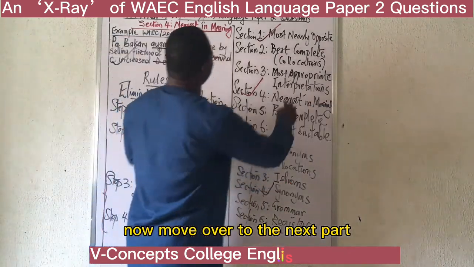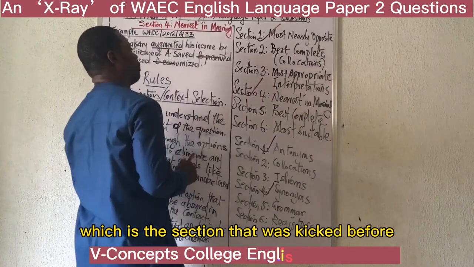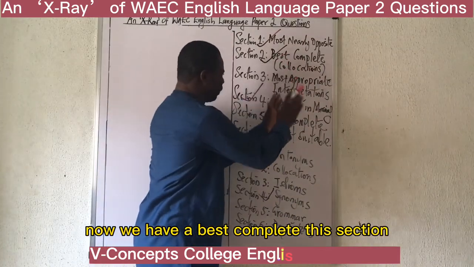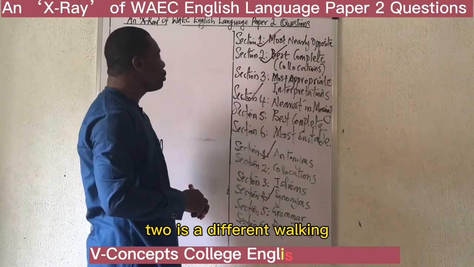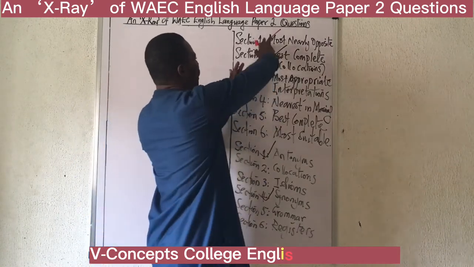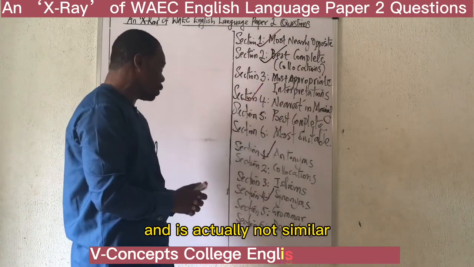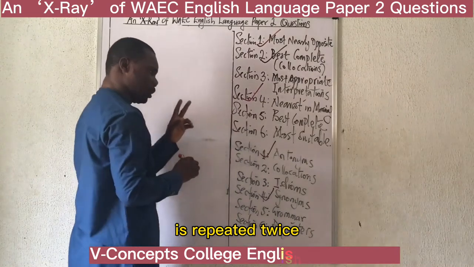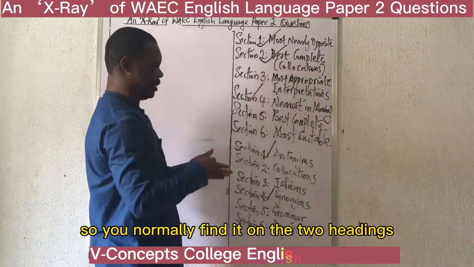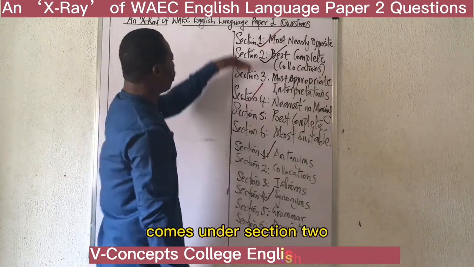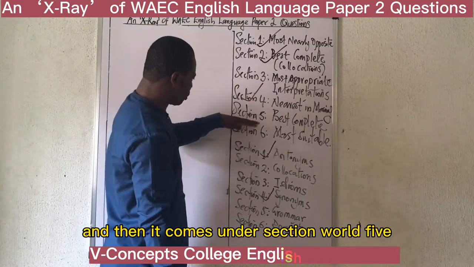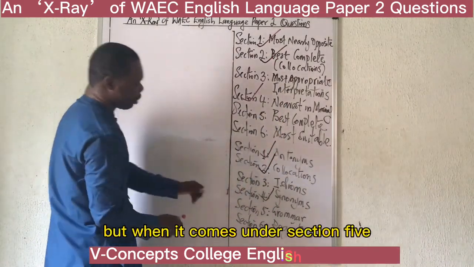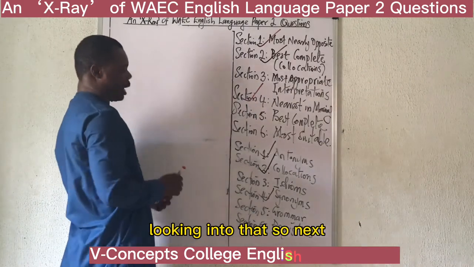Now we'll move over to the next part, the section that we skipped before, section 2, talking about best complete. This section, section 2 of the English language paper 2, is a different ball game. It doesn't have much to do with sections 1 and 4, antonym and synonym. The instruction, best complete, is repeated twice. It comes under section 2 and then under section 5. Under section 2, it comes as collocation, but under section 5, it comes as grammar, which I'm looking into soonest.